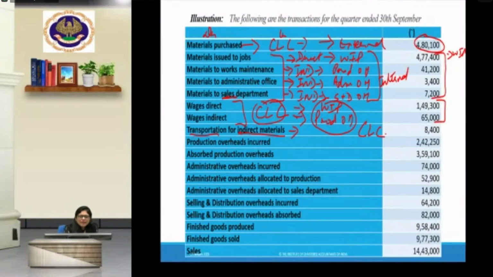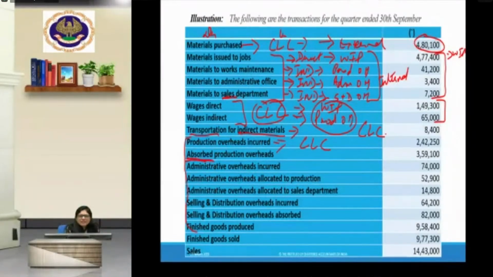Now the overheads entries are starting. First, overheads incurred. Production overheads incurred through CLC. So what will be the entry? Production overhead account debit to CLC.